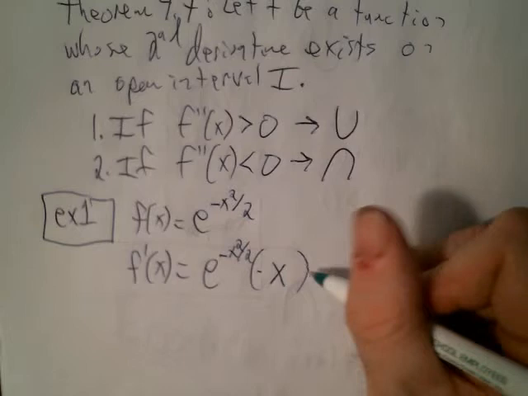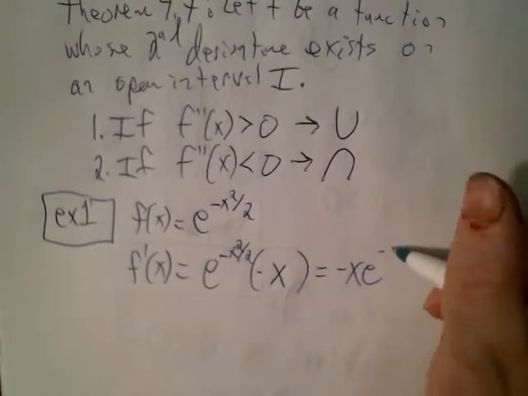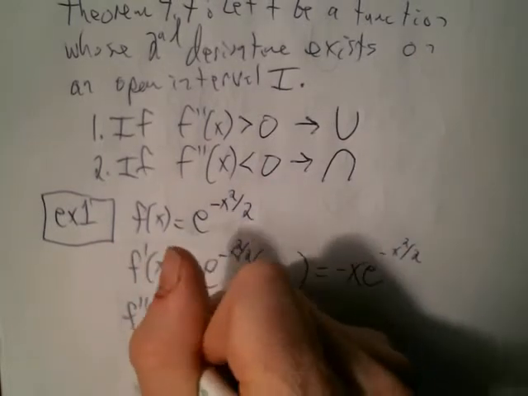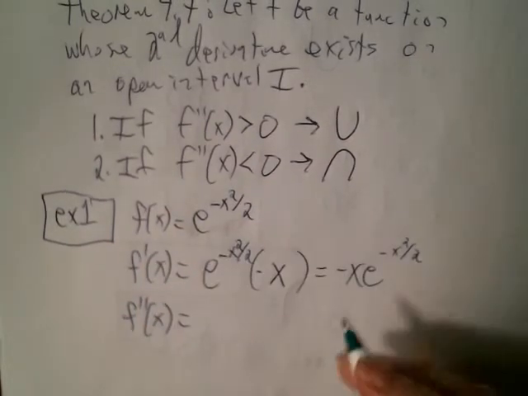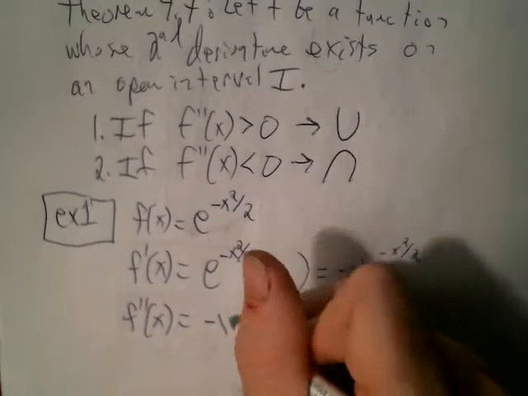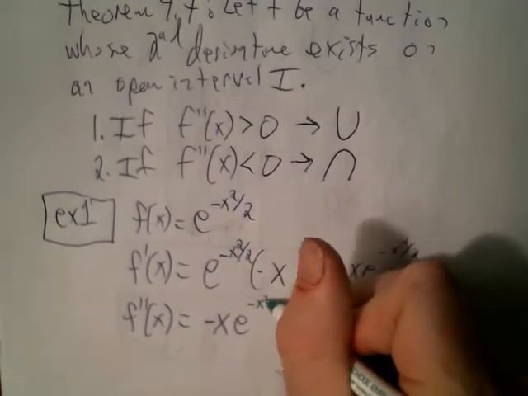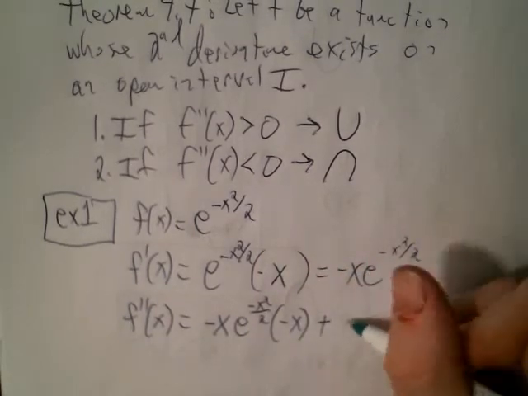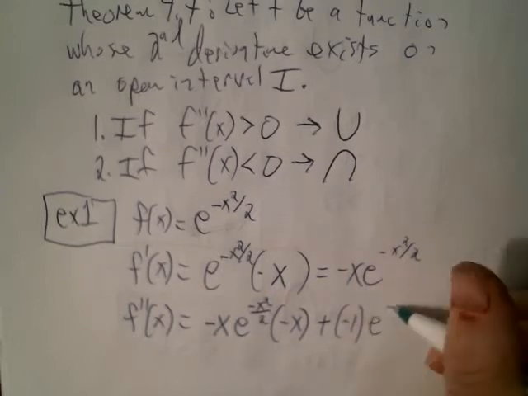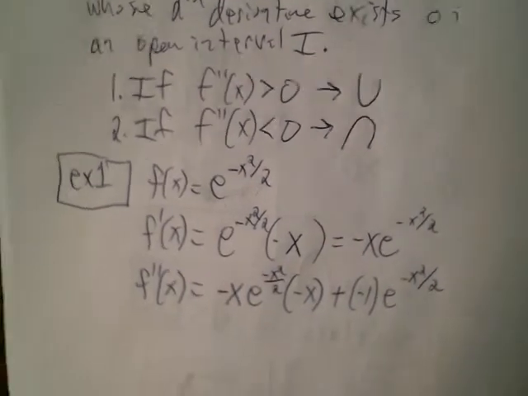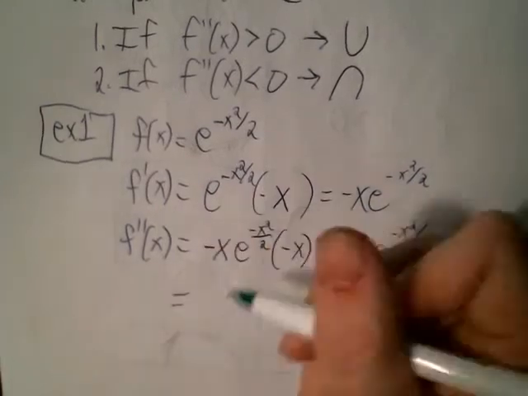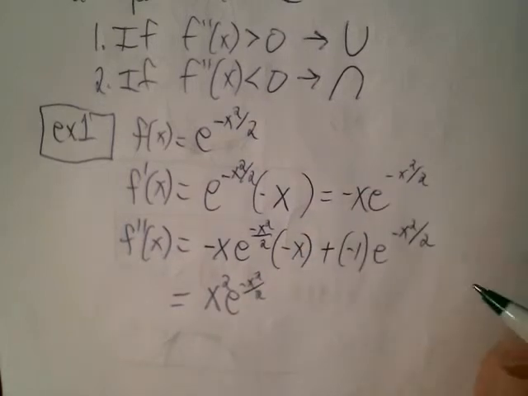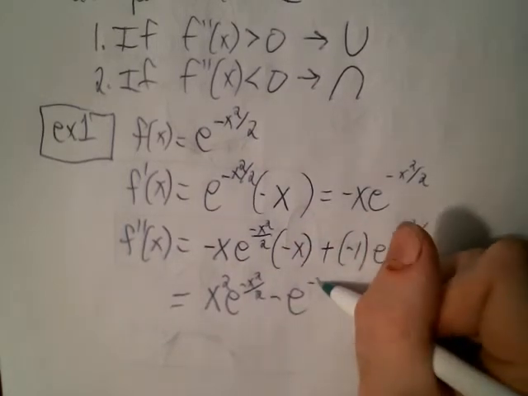So the first derivative is negative x e to the negative x squared over 2. Then the second derivative, f double prime of x, I need a product rule. Leave negative x alone, and then I'll have e to the negative x squared over 2 times negative x again. And then plus the derivative of negative x, which is negative 1, times e to the negative x squared over 2. Multiply this out, and negative times negative is positive: x squared e to the negative x squared over 2, and then minus e to the negative x squared over 2.